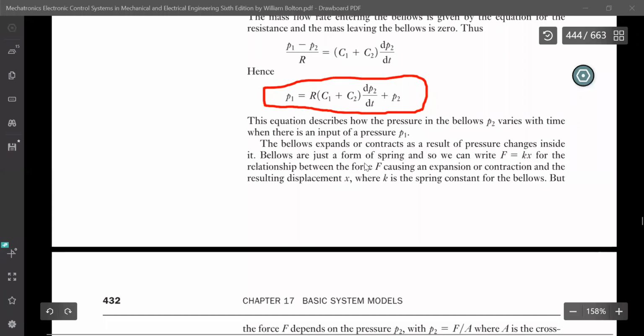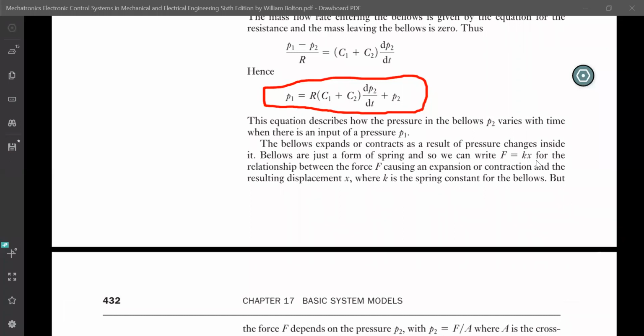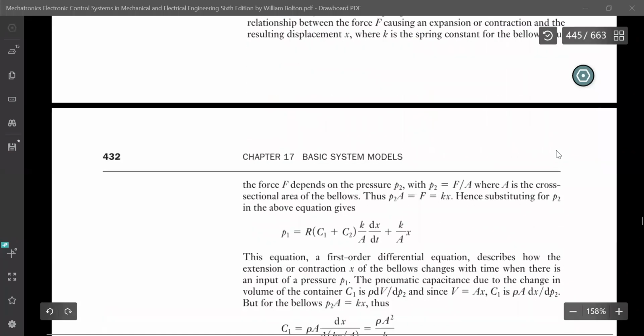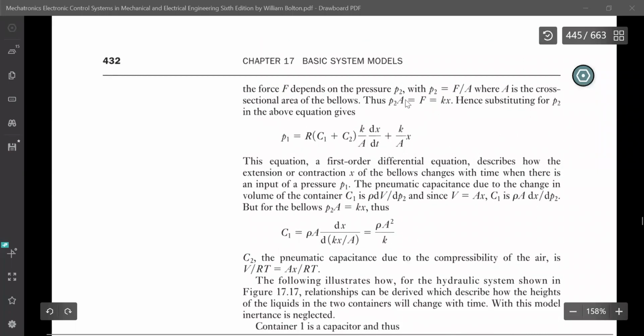Bellows are just a form of spring, and so we can write F is equal to Kx for a bellow. Whenever you push some gas into the bellow, it will expand, otherwise it will compress. So a bellow is nothing but similar in analogy to a spring. This is the relationship between the force F causing an expansion or contraction and the resulting displacement X, where K is the spring constant for the bellows. But the force F depends upon the pressure P2, with P2 equal to F by A, where A is the cross-section area of the bellows. Thus P2 into A is equal to F, and F is equal to Kx.